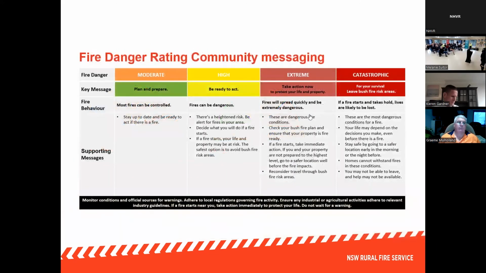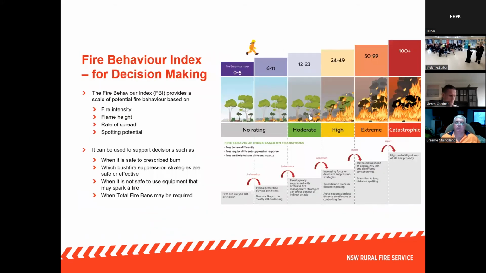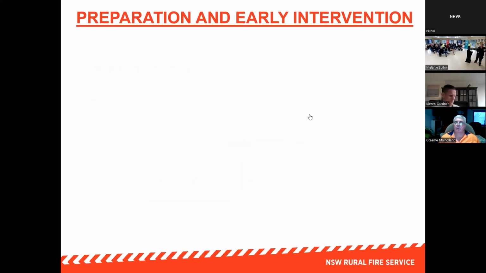So here they are with more explanation. Most fires can be controlled here. Fires are becoming dangerous, they will spread a lot quicker, and at catastrophic, most lives could be lost. Here are the number ratings to go with it. As you can see, the 40 now sits in the high for the harvest rating. I know I'm going really quickly through that, but outside we do have these all printed, so we can look at them in more detail outside.